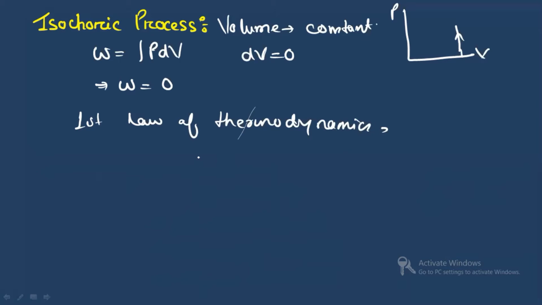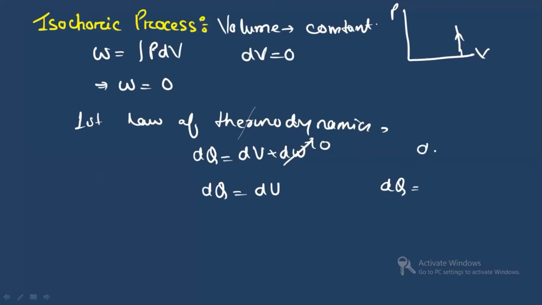When you use the first law of thermodynamics, dQ = dU + dW. Now this term (the work done) will be equal to 0, so you get dQ, the change in heat, equal to the change in internal energy. dQ = dU. This is the case, and you already know dQ is equal to what?